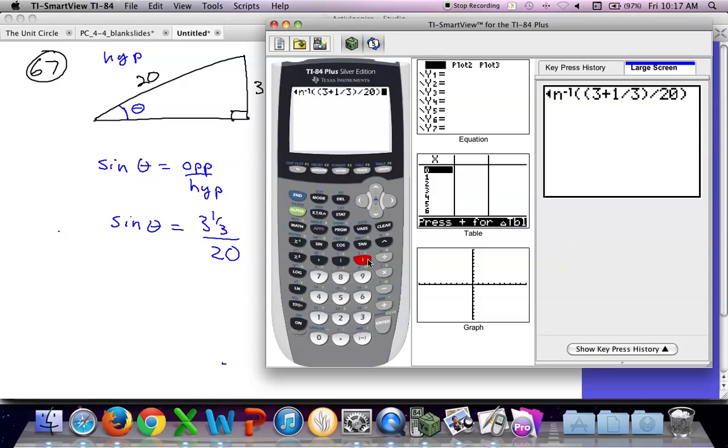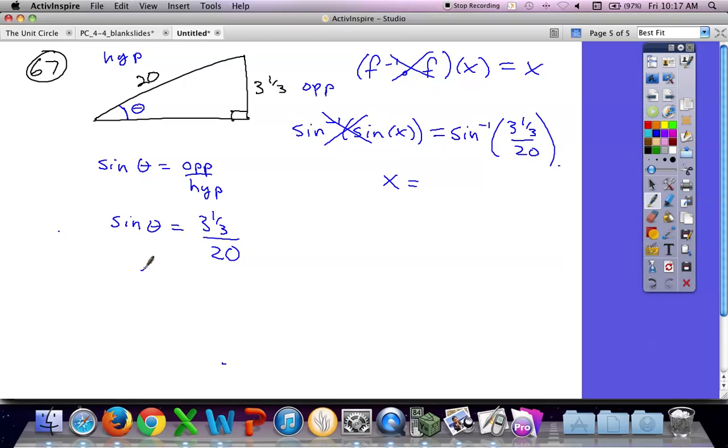So 3 plus a third, that's what 3 1/3 is. And by doing it that way, I won't have any rounding errors, or rounding off that makes it not quite the same. So 9.594. Okay, so in order to solve for the angle, when that's the unknown, we use inverse functions. We'll do that a lot more in the lesson today.